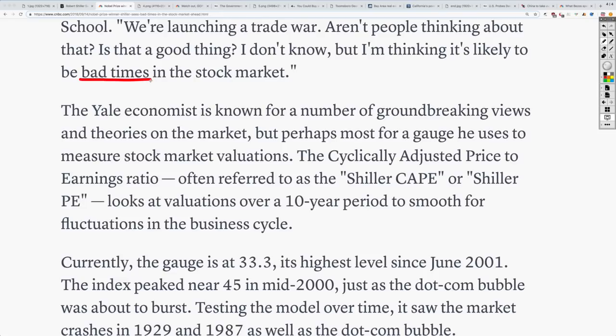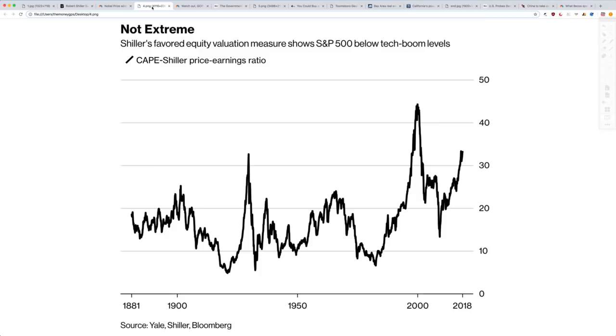Well, here they're talking about the CAPE ratio, and I'll show it to you right here. Not extreme. Shiller's favorite equity valuation measure shows that the S&P 500 is below the tech boom levels. So tell me for a second, everybody listening, this is where we were at, according to the CAPE ratio, during the tech boom and bust. It was at, according to this, probably about 44, it looks like, at its absolute peak. Okay, 44. And here we are today. I believe it's at 32 and change.